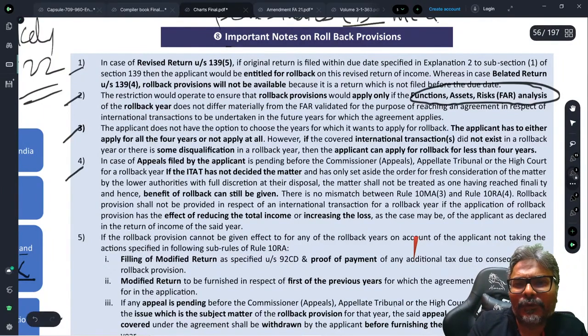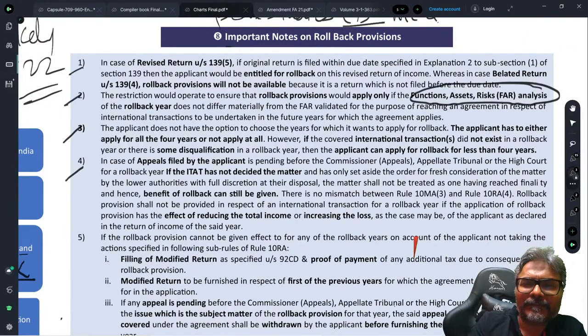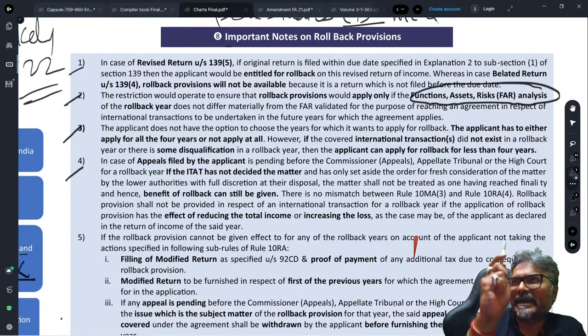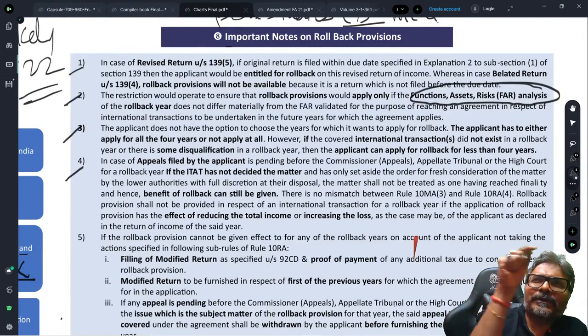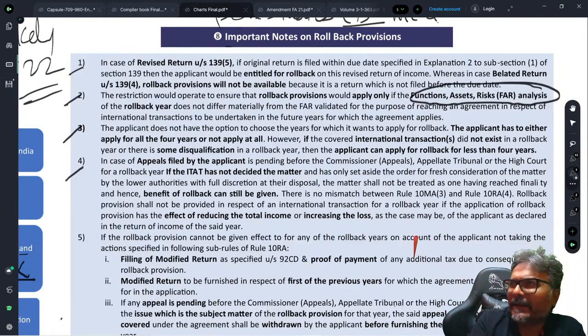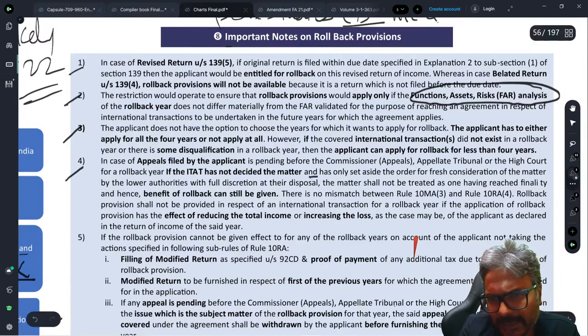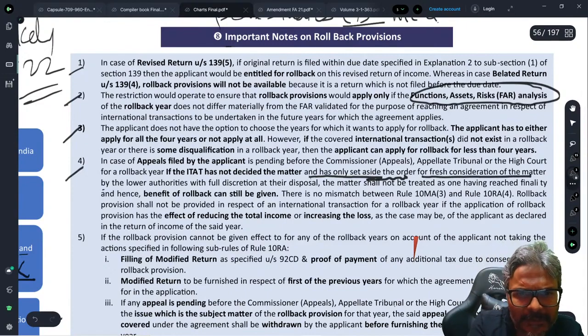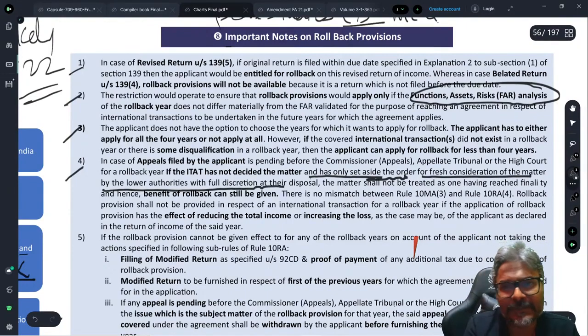Next particular point, I have told you that, friends, if the ITAT has decided the matter for that particular year for which you want to take up the rollback, then we just now have discussed that the rollback benefit or the rollback facility is not available, students. Isn't it? However, students, if the ITAT has only set aside the order for fresh consideration of the matter by the lower authorities with full discretion at their disposal.